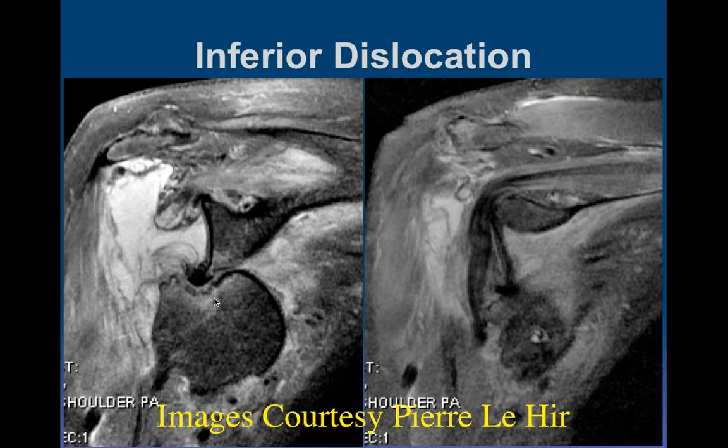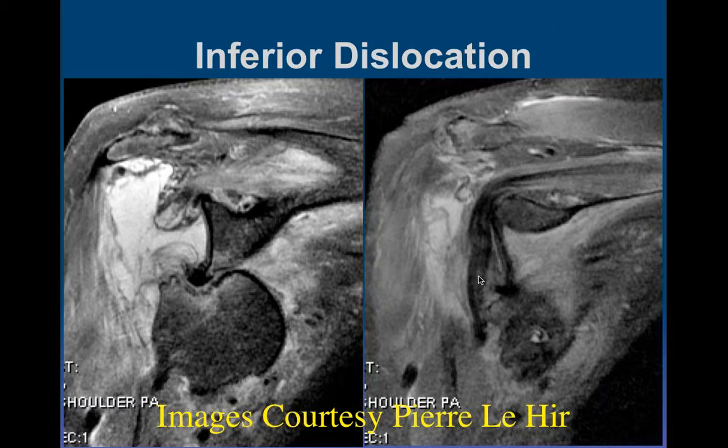Okay, why don't we go on to talk a little bit about inferior labral tears. Again, the cause of these can be many. What we're going to look at are inferior dislocations, Hagel, reverse Hagel, Gagel, and GLAD type lesions in this area.